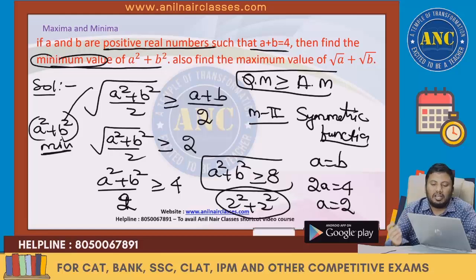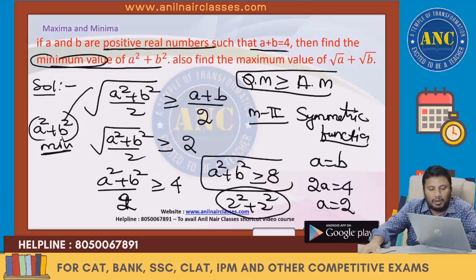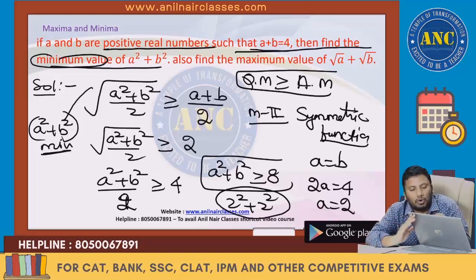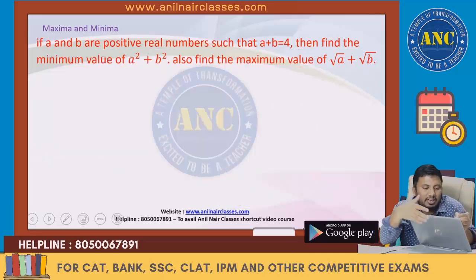I hope it is clear. Quadratic mean greater than or equivalent to arithmetic mean. We have done so many problems by this time. You should have got a great understanding of these maxima and minima. One more question is there: root a plus root b maximum value. First one answer is 8.